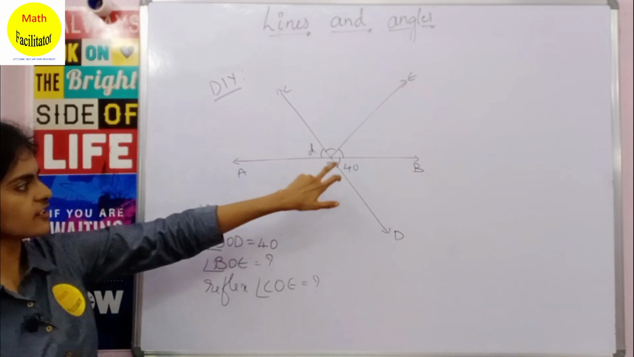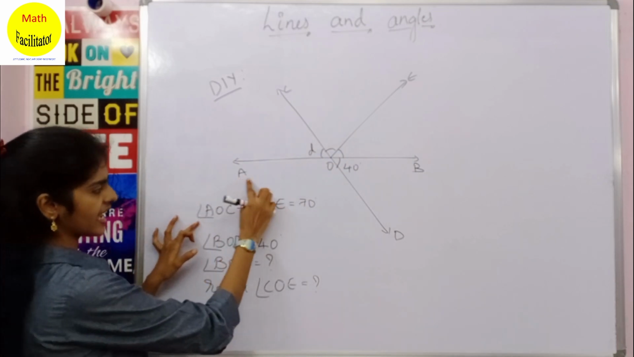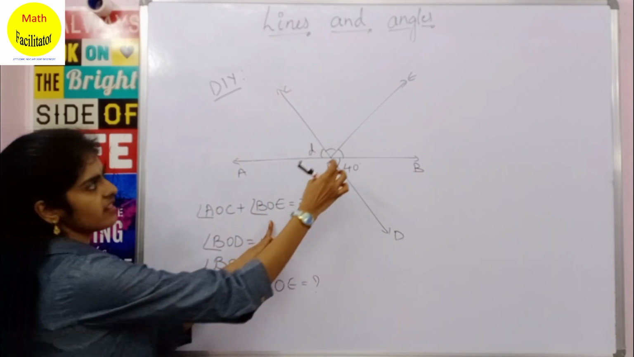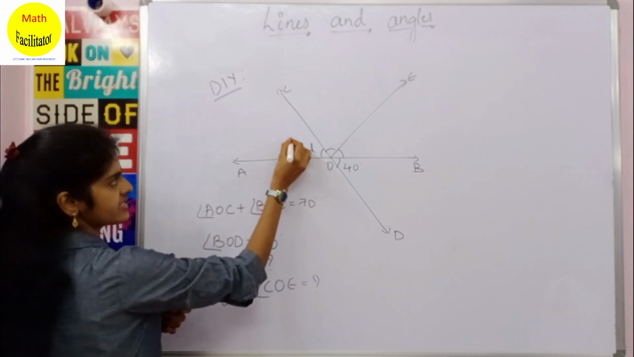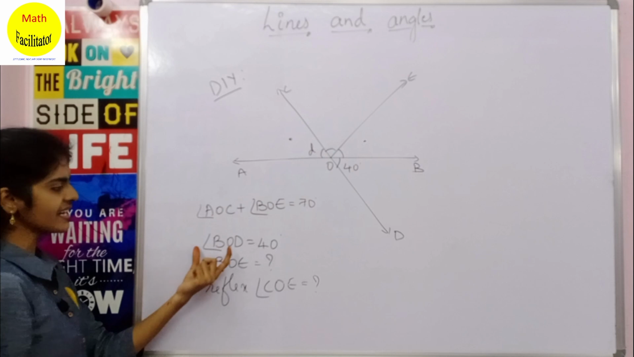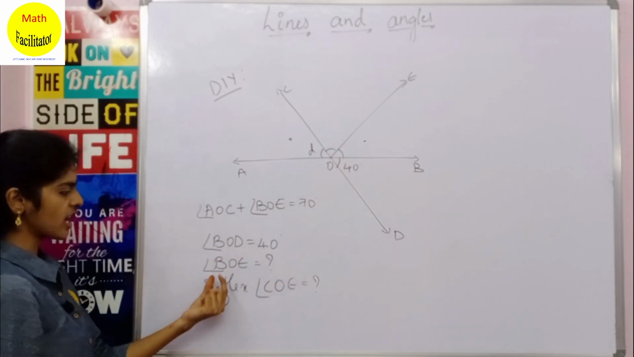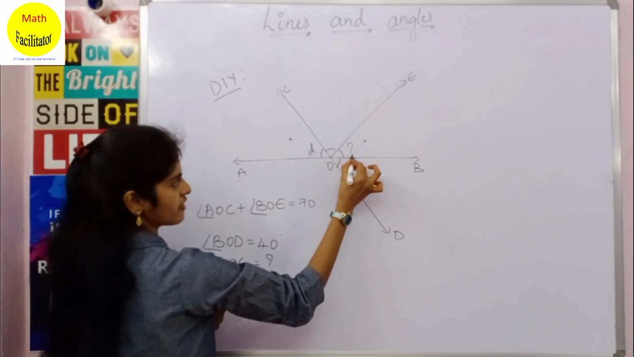Okay, so here you see some angles are formed. In the question it is given that angle AOC plus angle BOE, that means this angle plus this angle, is 70 degrees. And angle BOD, this angle, is 40 degrees. You have to find angle BOE, this angle.